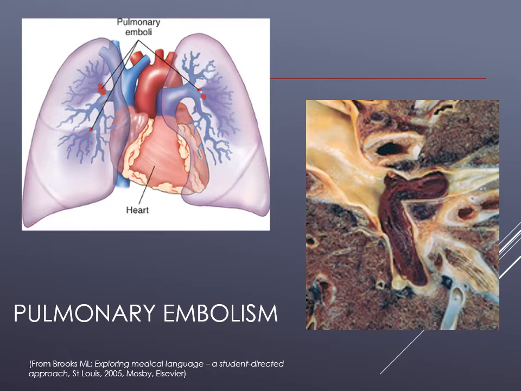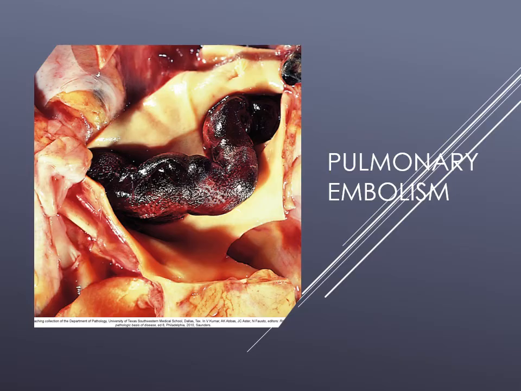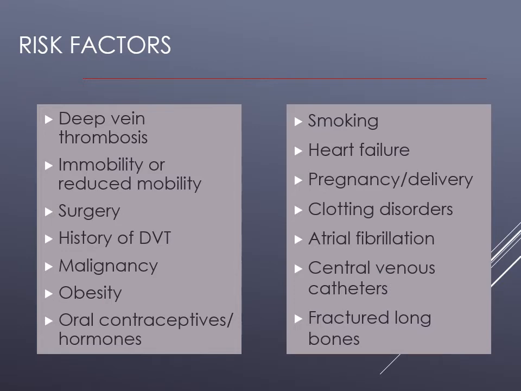The picture on the right depicts a large pulmonary embolus located within a pulmonary vessel. This picture shows a large embolus from a femoral vein lying in the main left and right pulmonary arteries. Most pulmonary emboli arise from deep vein thrombosis or DVTs in the deep veins of the legs.